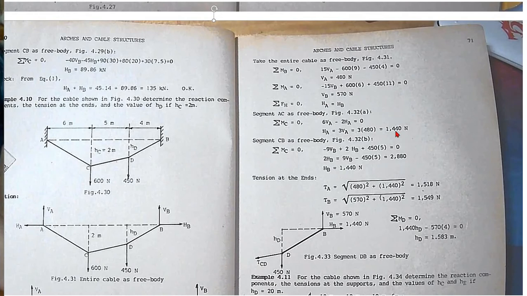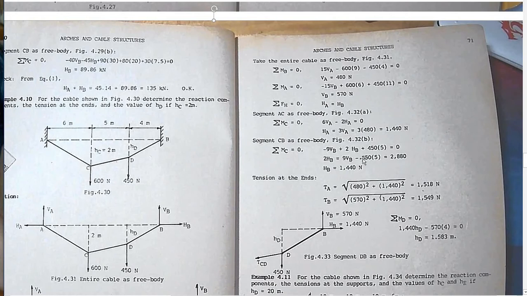Now taking segment CB as a free body diagram. Okay, CB. We have here negative 9 VB. Okay, 9 dahil 5 plus 4. And then VB, pataas, negative because counterclockwise direction. Ano? At point C. Plus 2 HB. Plus dahil yung HB, magkokos yan ng clockwise from point C. Its lever arm is 2. Plus 450 times 5. Ito yung 450, lever arm na 5 equal to 0.